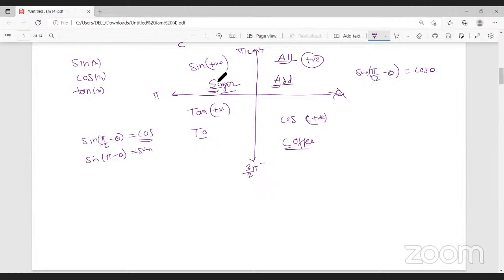Here only the sine function is positive, which means 1 upon sine, cosec, is also positive. Where tan is positive, both sine and cos are negative, but their ratio is positive. And here the cos function is positive. So this is a simple trick you can apply in solving the questions.